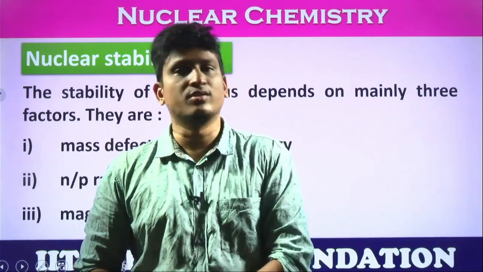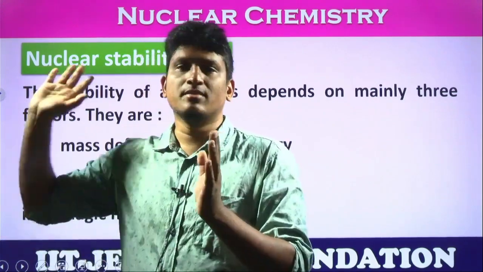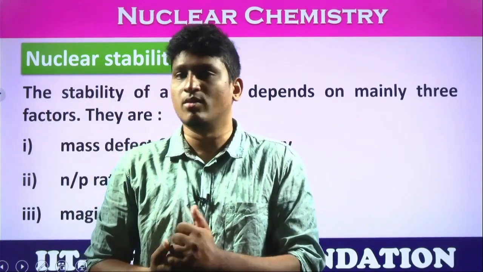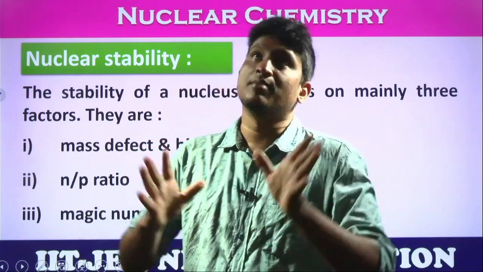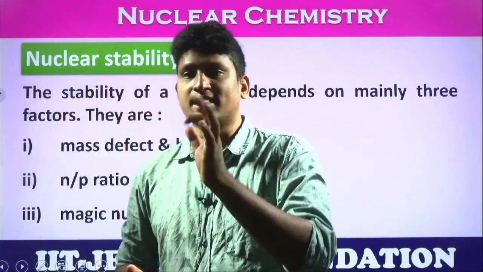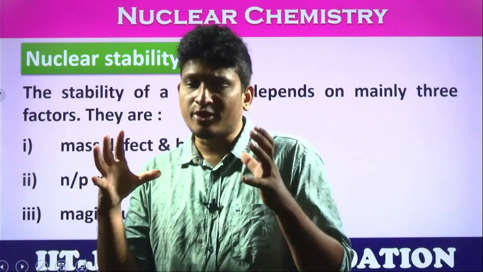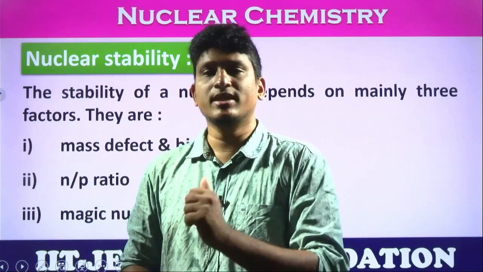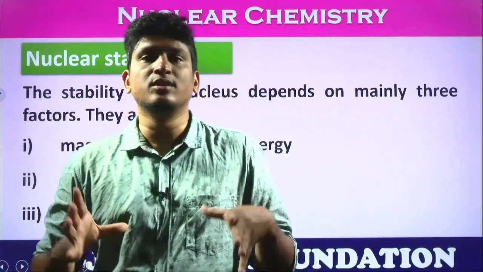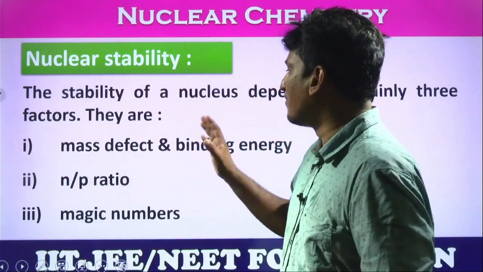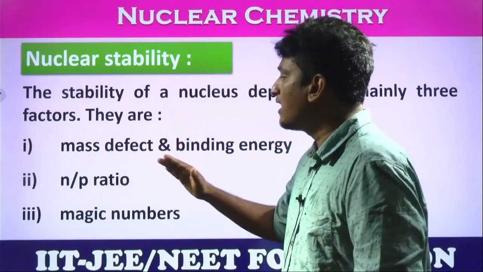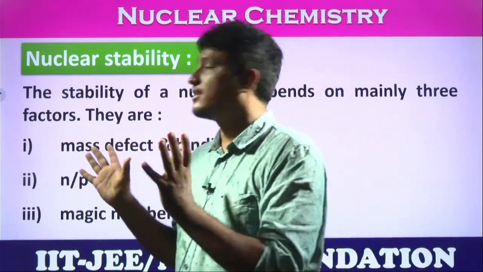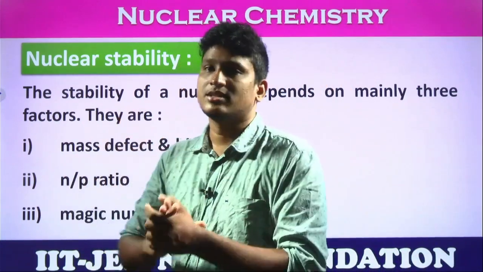That we'll discuss in this nuclear stability. Not only helium, all the elements. The element with atomic number 118, the artificially synthesized element oganesson, has 118 protons and even more neutrons. Of course, it is highly unstable. Then how can we make that number of protons exist together to create that element? How is it possible? So there are some factors for this nuclear stability. What are the factors? Mass defect and binding energy, the N by P ratio, neutron to proton, students, and magic numbers. These are the factors which influence the stability of the nucleus.